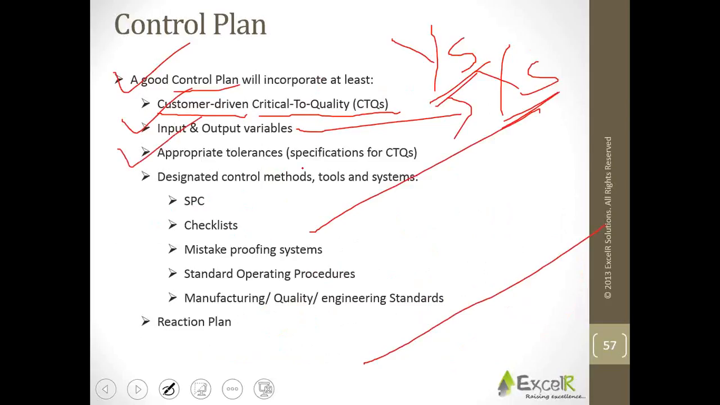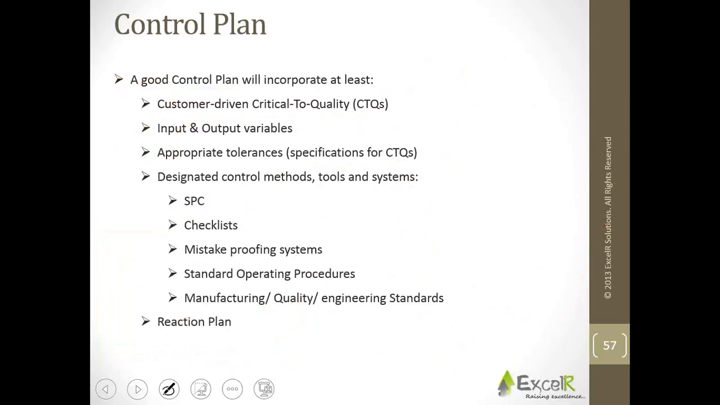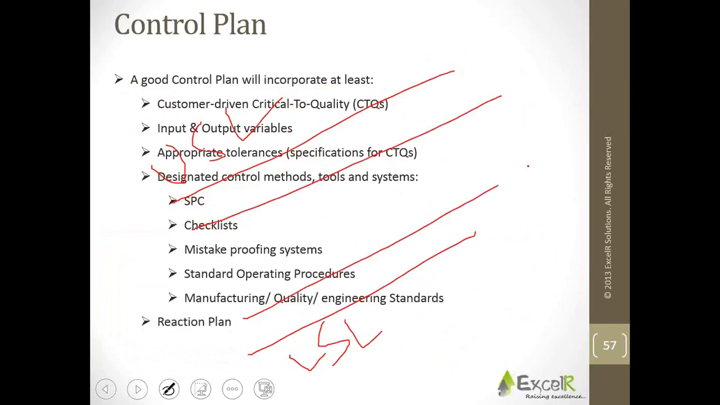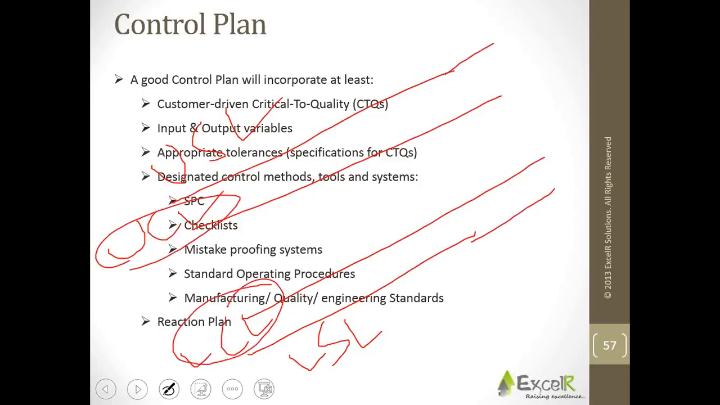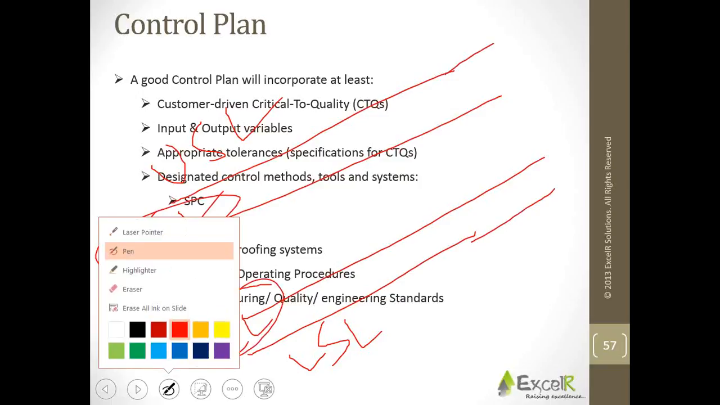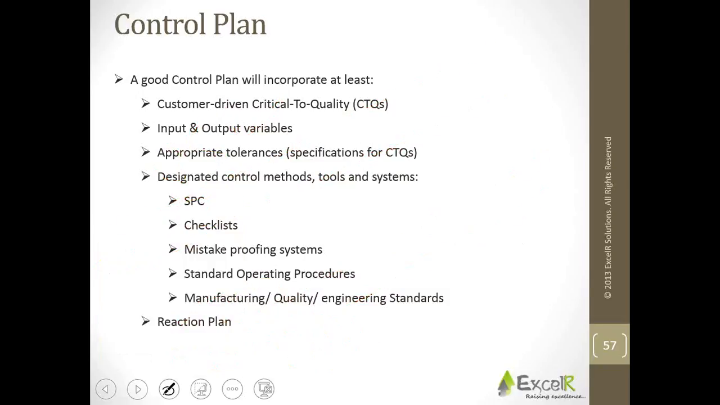Appropriate tolerances or specifications for CTQs should be available. We know that specification limits and control limits are different. Specification limits are provided by your customer and they do not change. Control limits are generated automatically. We have seen the formula on how to calculate the control limit for the individual moving range chart, X bar R, and X bar S chart. These control limits keep changing the moment I add more and more data. As data points keep getting added to this particular control chart, the control limits tend to change.